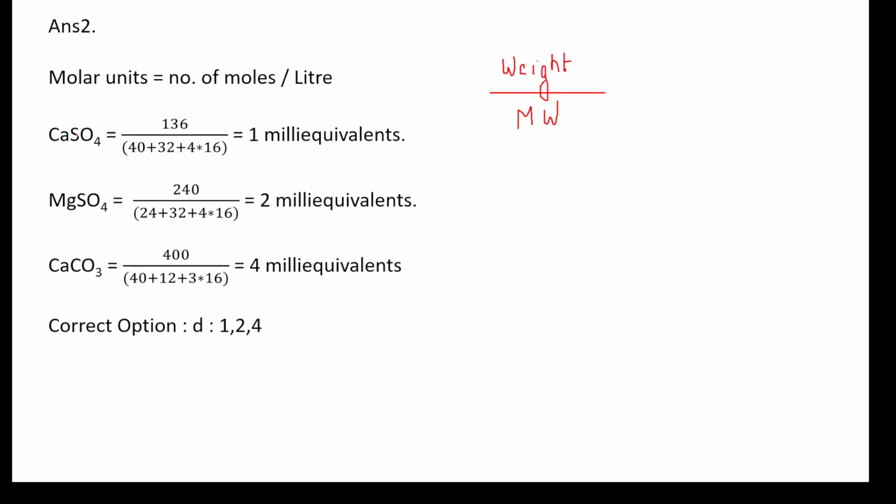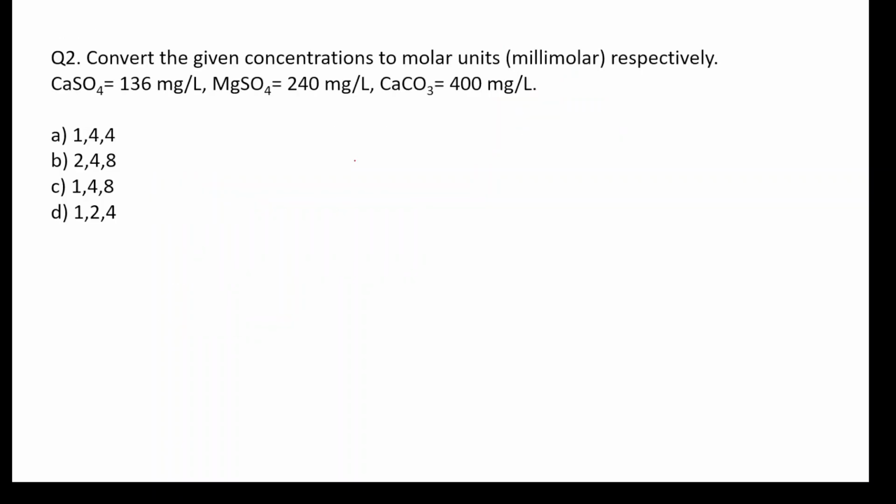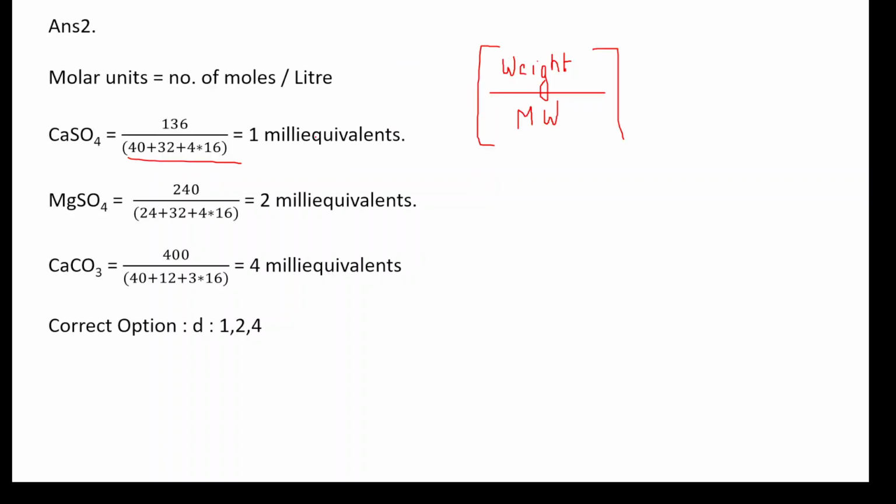So these are the molecular weights: 40 plus 32 for sulfur, 4 into 16 for oxygen. Just dividing it by molecular weight, we will get milliequivalents. Okay, no, it's not milliequivalent, it will be millimole. This word is wrong, so this will be moles in all the places. So please note this down. We'll move forward to the next one.